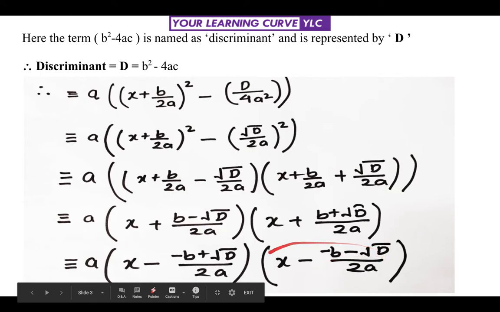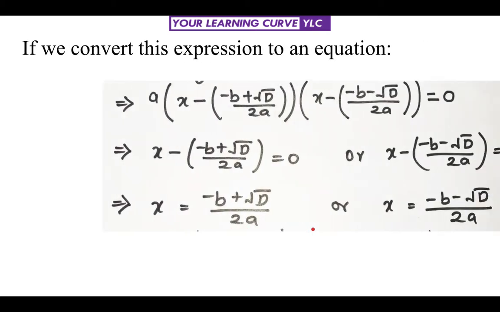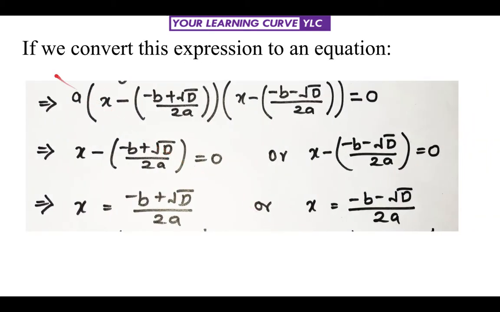You must be wondering why I am doing all this. You will understand very easily, because when we convert this into an equation, then we get the values of x directly. For example, if we convert this into an equation, we can say that either this factor will be 0 or this factor will be 0, because the product of two numbers can be 0 only if at least one of them is 0. So either x minus this term is 0 or x minus this term is 0. From here you get the value of x is equal to minus b plus root D by 2a.